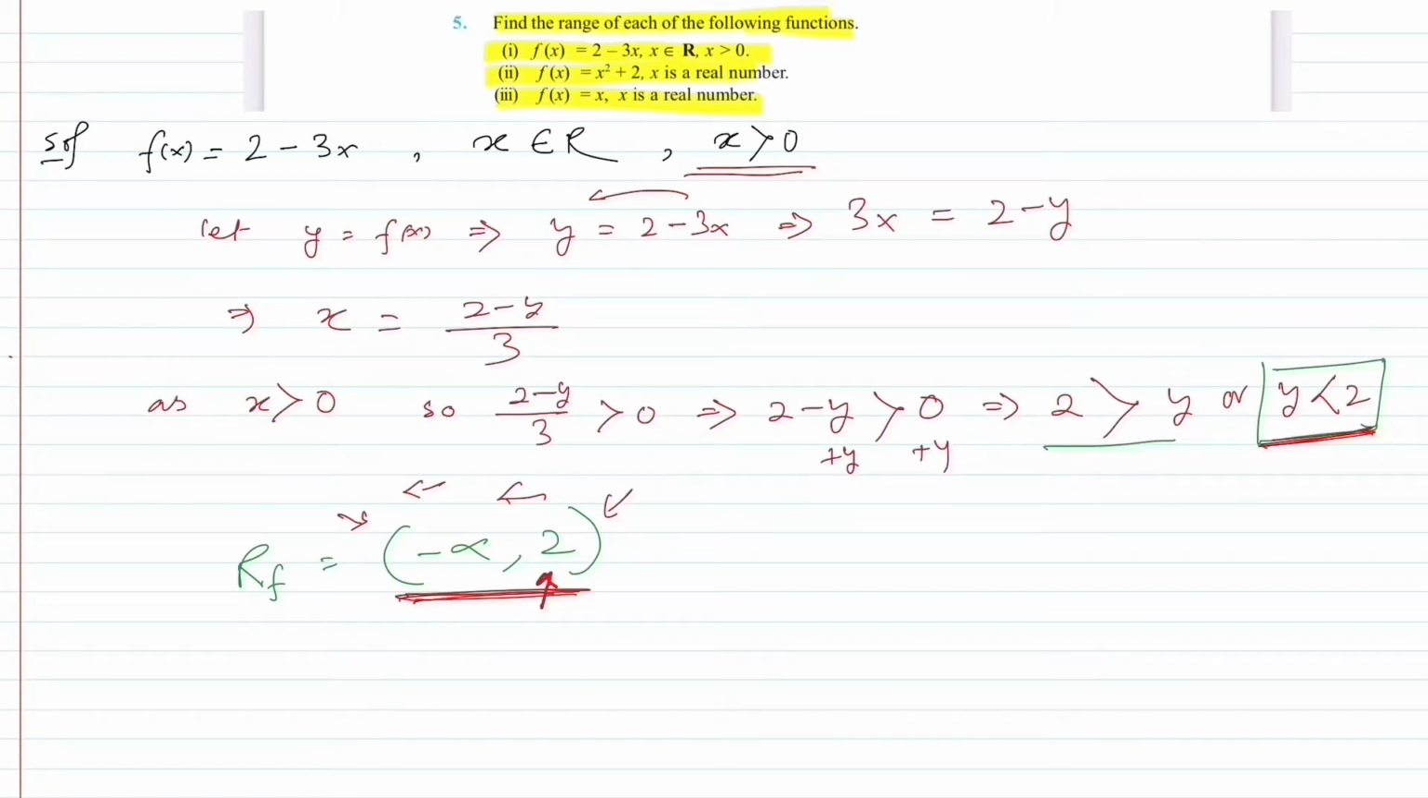Okay. So let us take the next function, that is f of x is equal to x square plus 2, where x is a real number. In order to find the range of that, let me clean this page again. So the next function is f of x equal to x square plus 2, where x is a real number. So this is the next function, number 2.